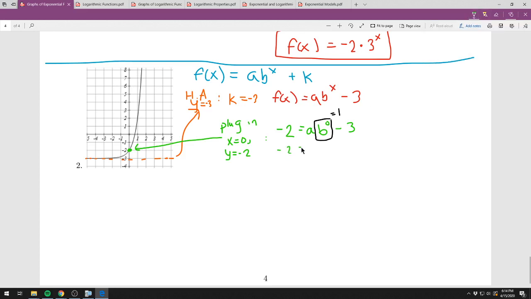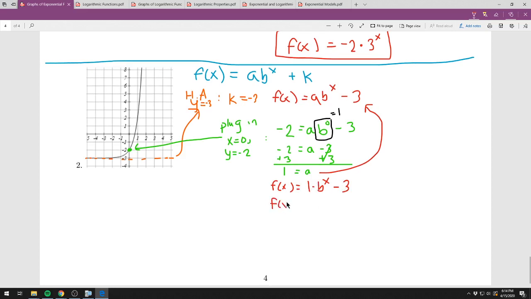We got -2 equals a times 1 is a minus 3. And then we add 3 to each side. And we get a equals 1. But you can see here, the y-intercept's not at -1. A is not matching that. I'm going to go ahead and plug that in like last time. f of x equals a, which is now 1, times b to the x power minus 3. If you're like me, you don't actually want to write the 1 down. You don't have to, because multiplying by 1 does nothing. We got f of x equals b to the x minus 3.